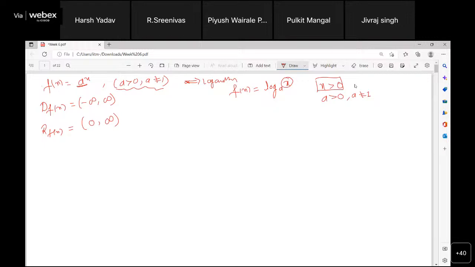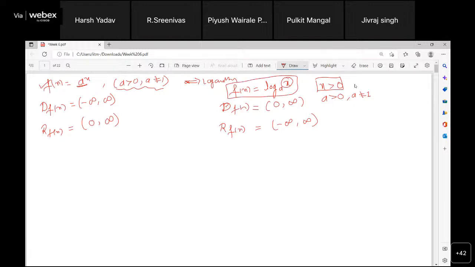Since the logarithmic function log base a of x is the inverse of this exponential function, what should be the range and domain of this logarithmic function? Domain will be 0 to infinity, because the range of the exponential function becomes the domain of this function. And the range will be all real numbers, minus infinity to infinity.